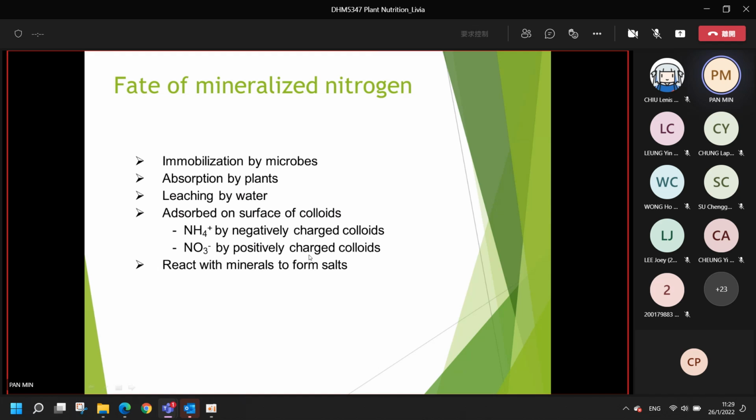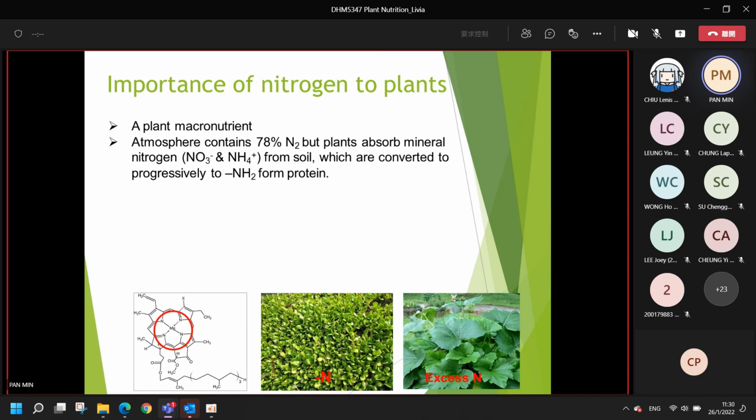It will react with the mineral to form salt. If they form salt in the soil, it will increase the salt level in the soil, and maybe for some plants it is not that good and will affect their growth. So for the salt and some beneficial elements, I will mention it in the next lecture.